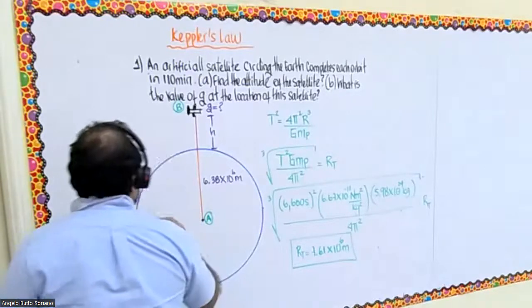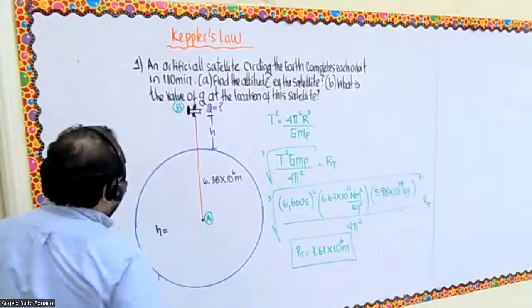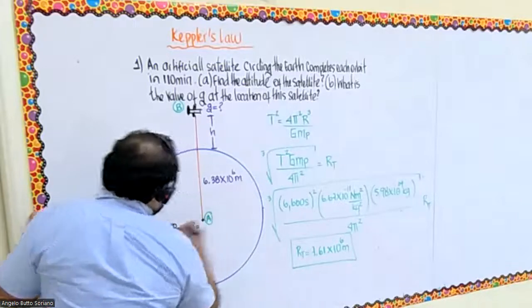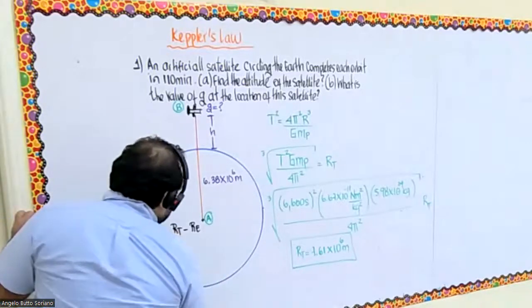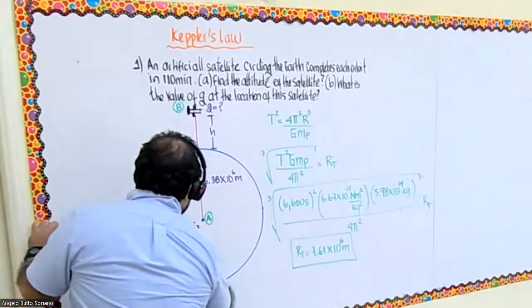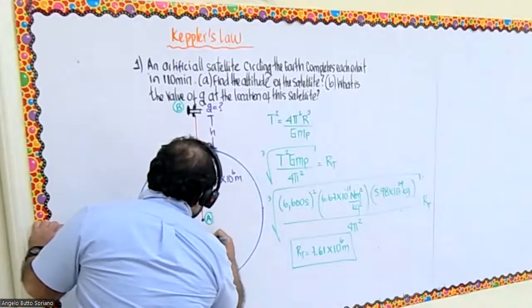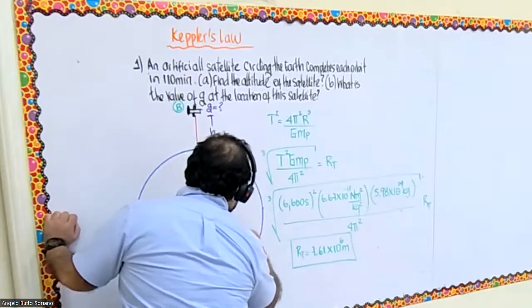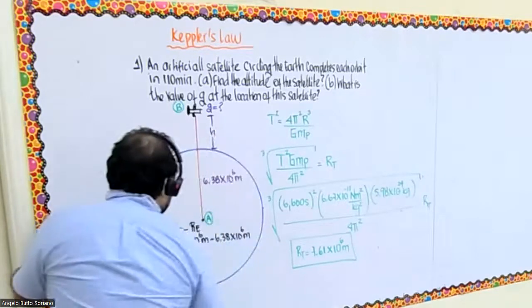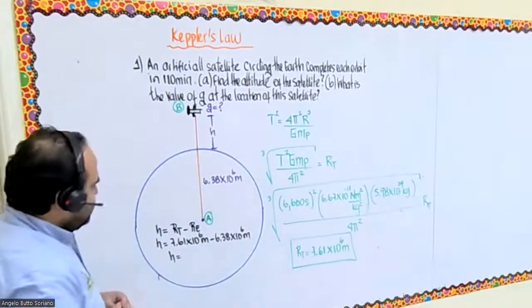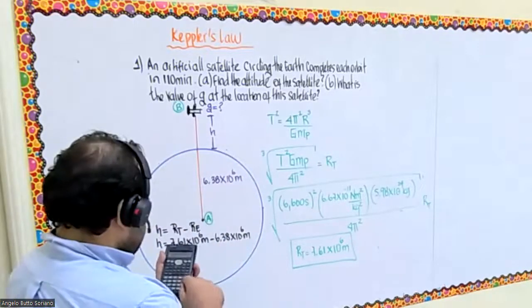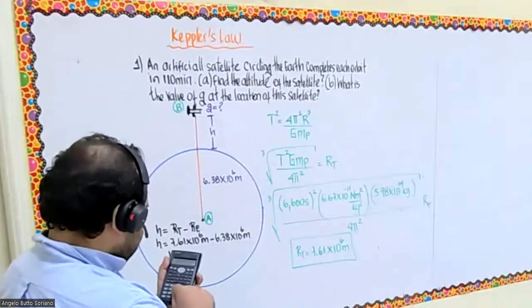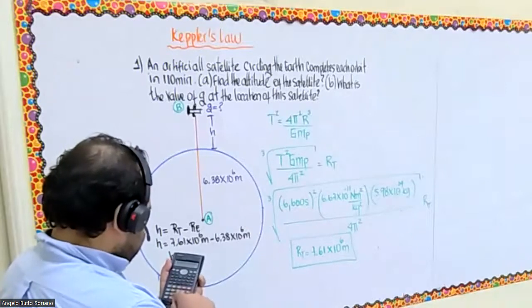The only thing that we have to do, in simple words, to find H, we must subtract the total radius minus the radius of the Earth. In simple words, we have to subtract 7.61 times 10 to the 6th power meters minus 6.38 times 10 to the 6th power meters. And the height will be given by 7.61 times 10 to the 6th power minus 6.38 times 10 to the 6th power.